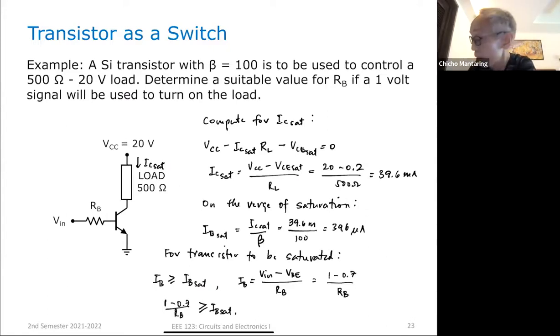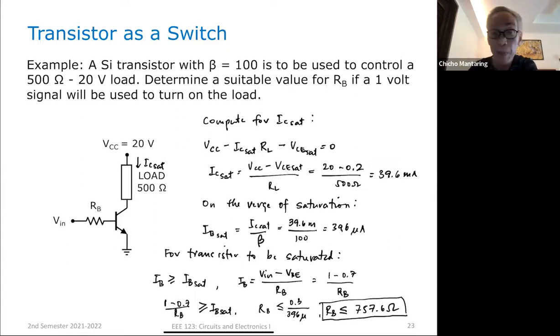If I compute, I'm going to get RB should be less than or equal to 0.3 divided by 396 micro, or RB should be less than or equal to 757.6 ohms. So as long as the value of RB is less than this, my 1 volt input signal will be enough to saturate the transistor.